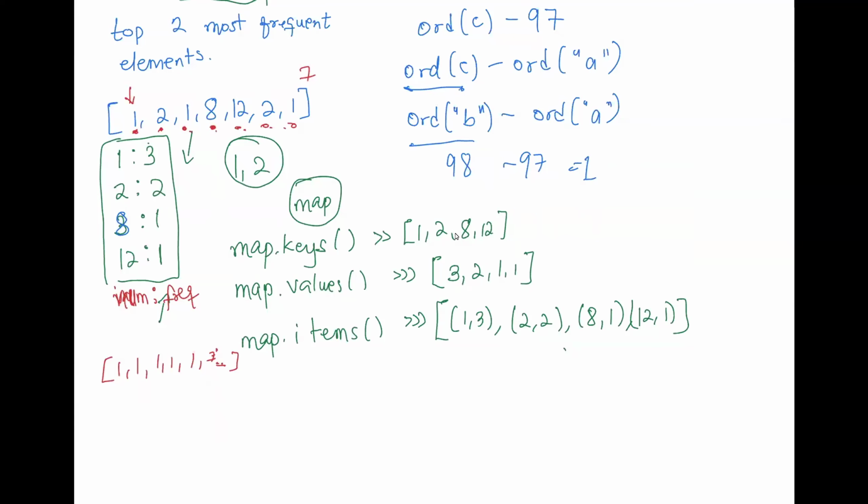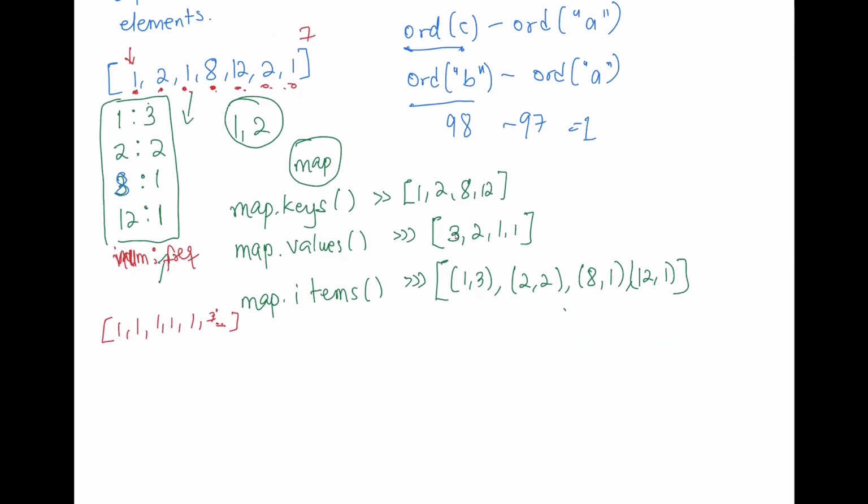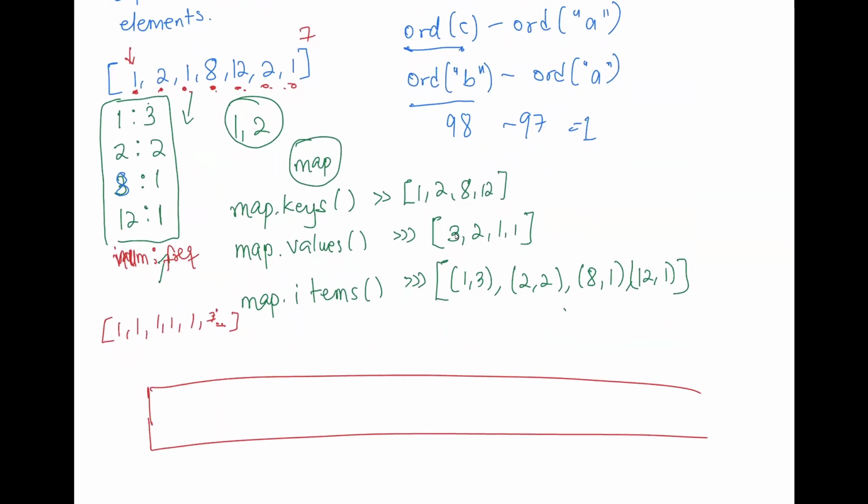Which means that, again, if I have a list of 7 slots, 1, 2, 3, 4, 5, 6, 7, right? I can still use this list to behave as a map, as a dictionary.